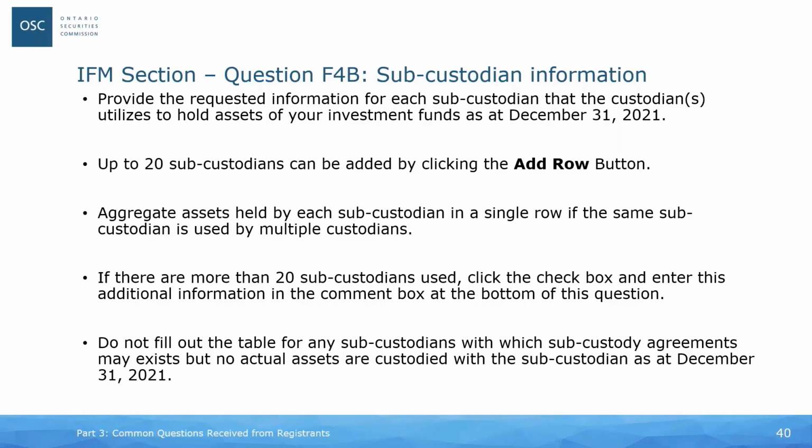We are asking that you aggregate assets held by each sub-custodian into a single row if the same sub-custodian is used by multiple custodians. Each sub-custodian should therefore be listed only once in the table. If there are more than 20 sub-custodians, click the checkbox and enter the additional information in the comment box at the bottom of this question. Do not fill out this table for any sub-custodians with which sub-custody agreements may exist, but no assets are custodied with the sub-custodian as at December 31st, 2021.